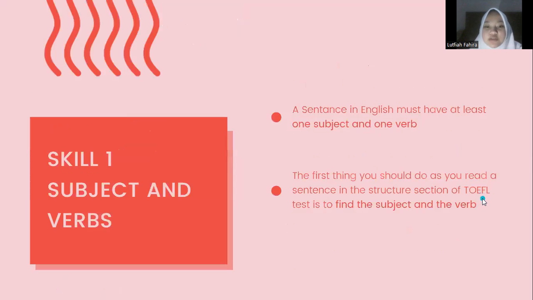Now, let's move on to the 3 skills for structured section in TOEFL. The first skill is about subject and verbs. The thing to note is that a sentence in English must have at least one subject and one verb. So, the first thing you can do is to find the subject and the verb in a sentence.